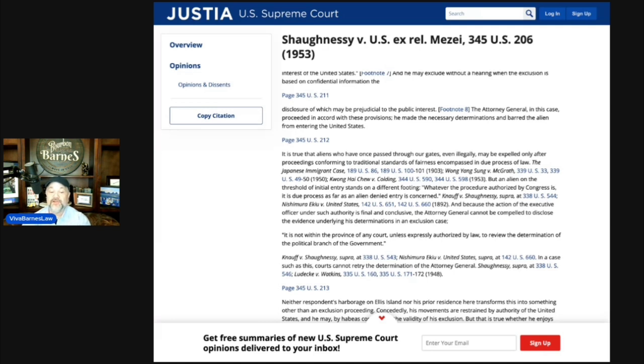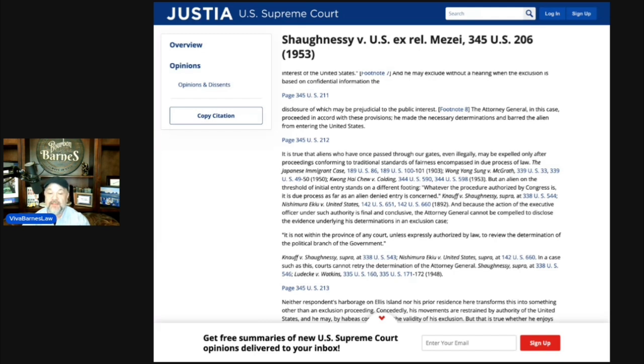But an alien on the threshold of entry stands on different footing. Whatever the procedure authorized by Congress, it is due process as far as any alien denied entry is concerned. Let's listen to that again. The only due process an immigrant is entitled to at the border is whatever Congress has chosen to give him and whatever the executive branch chooses to do. And, quote, because the action of the executive branch under this authority controlling immigration is, quote, final and conclusive, the government cannot even be compelled to disclose the evidence underlying the exclusion.